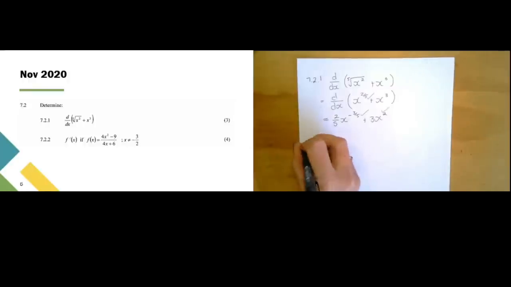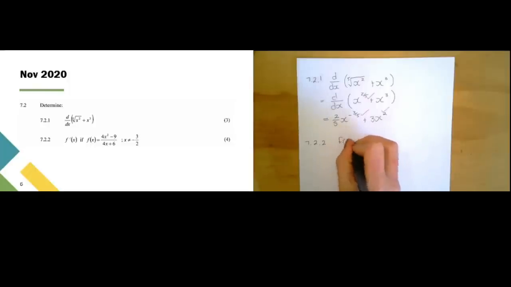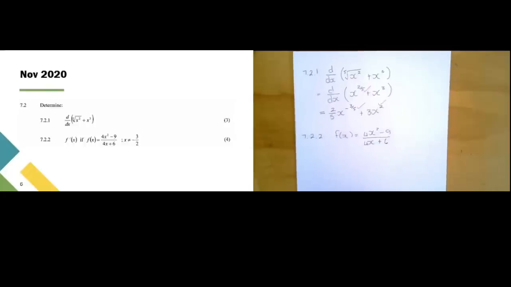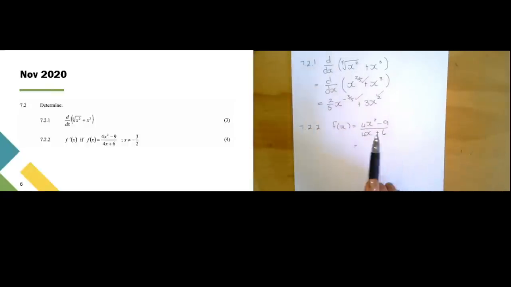Question 7.2.2. Determine f prime x, if f of x is equal to 4x squared minus 9 over 4x plus 6. If you look at this question, you should recognize that the top of the fraction, the numerator, is 2 terms, and the denominator is 2 terms, which means I've got to factorize first. Okay, so if I factorize before I go get my first derivative, the top is a difference of 2 squares, so that's 2x plus 3 and 2x minus 3.